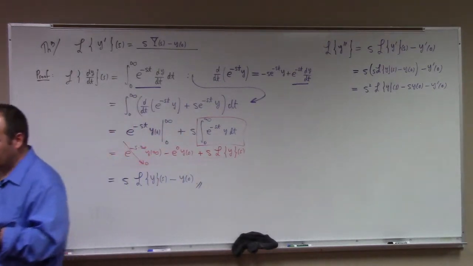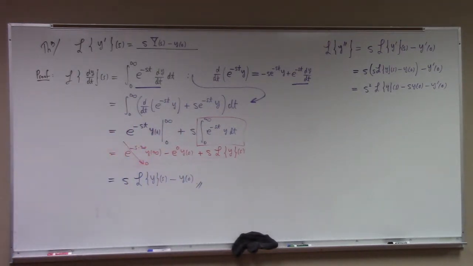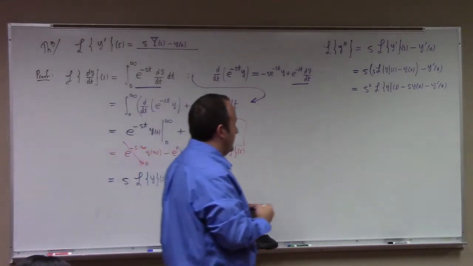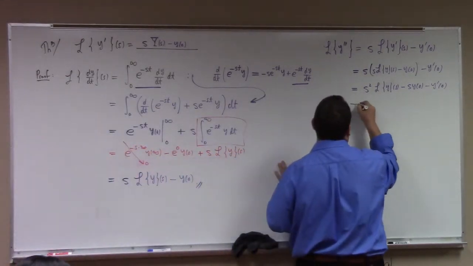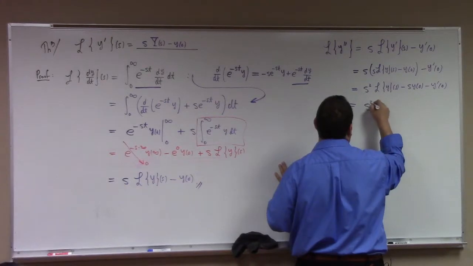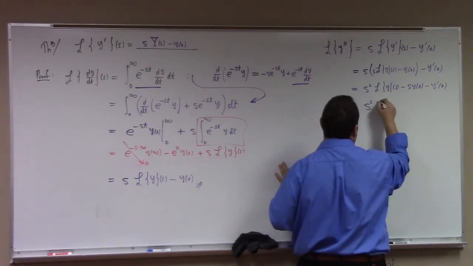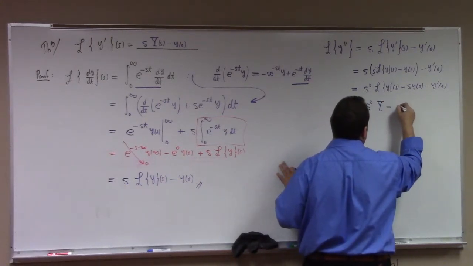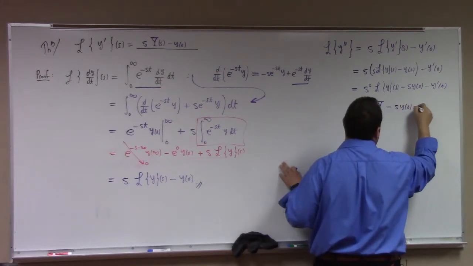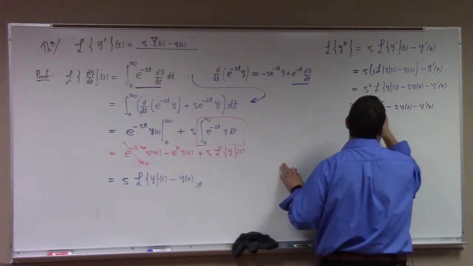Let's check our cheat sheet here. Is that what we got? We've just derived rows 4 and 5 of table 7.2 using y instead of the script f. In the other notation, which I'm fond of, I would say this is s squared times big Y minus s times y of 0 minus y prime of 0.